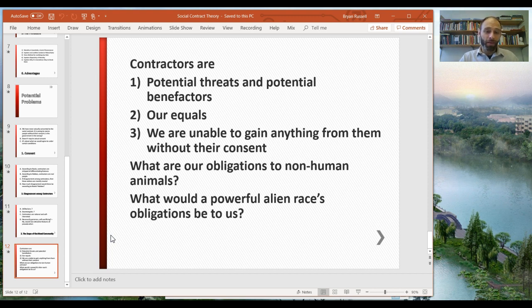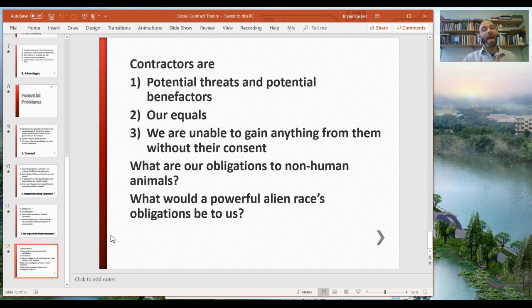Why would these beings have to be included in our social contract? They would have to be included so that we can benefit from them, right? These would be beings who, if we left them out of the social contract, would be threats to us. Beings that, if we brought them in, could benefit us. They have to have a relatively equal power level to us, otherwise they could just take advantage of us, or we could just take advantage of them. And we have to be unable to gain anything from them without their consent. So this leads to a very narrow scope of the moral community.